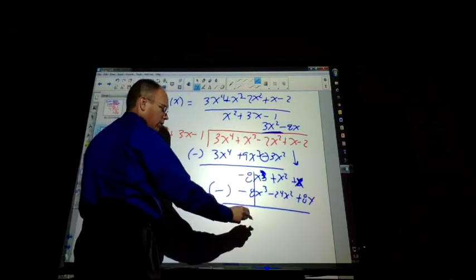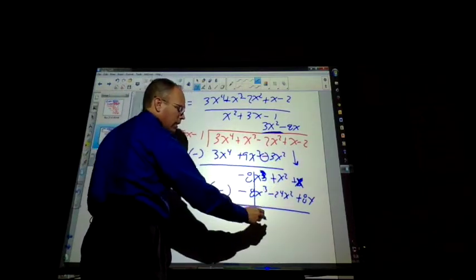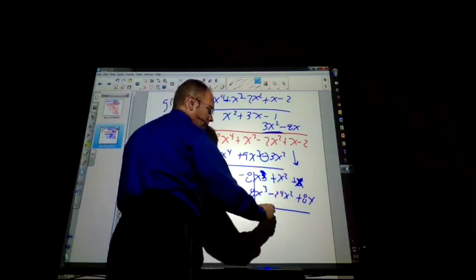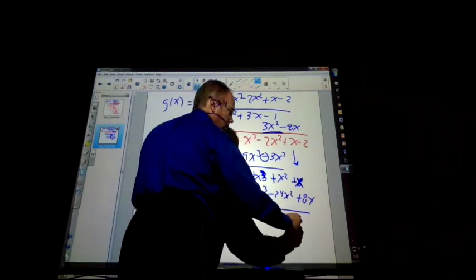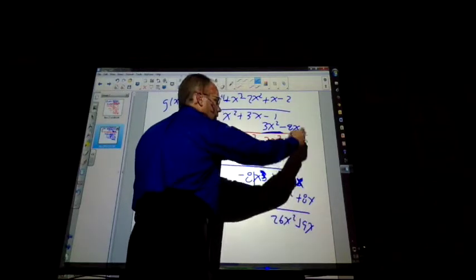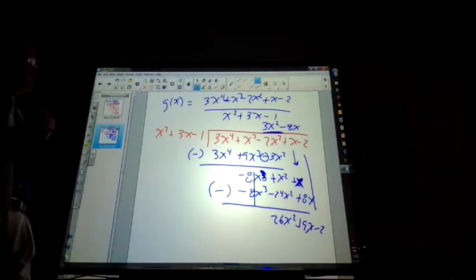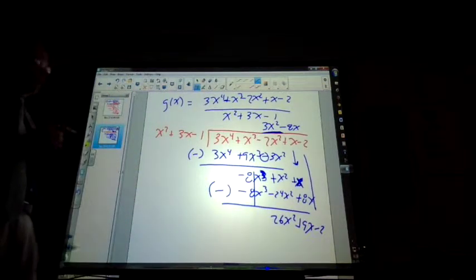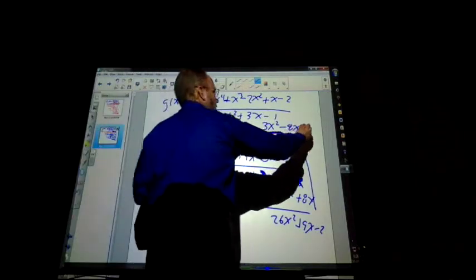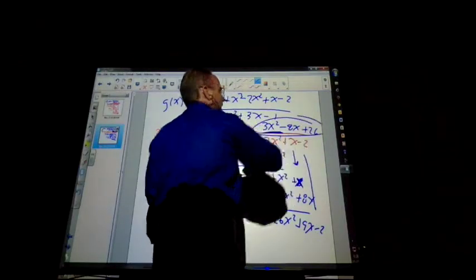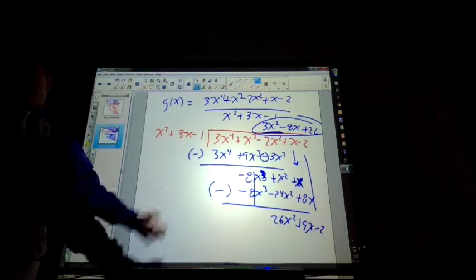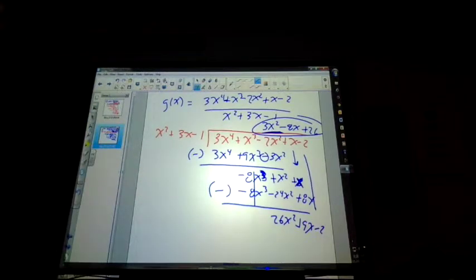All right, so this cancels those out. That becomes 25x squared. So if I add those, 26x squared plus 9x, bring down the negative 2. And then what should I multiply x squared by to get 26x squared? It's just 26. This is my end behavior asymptote. I don't even have to work out the remainder of that problem.